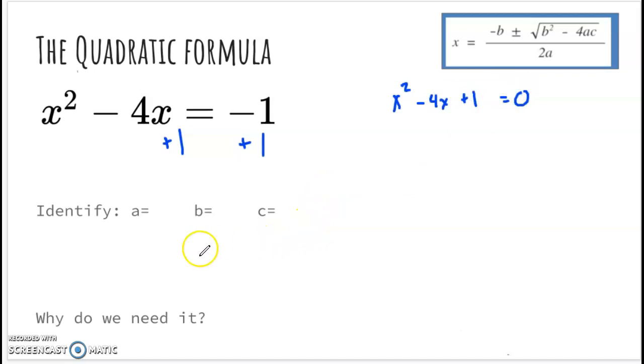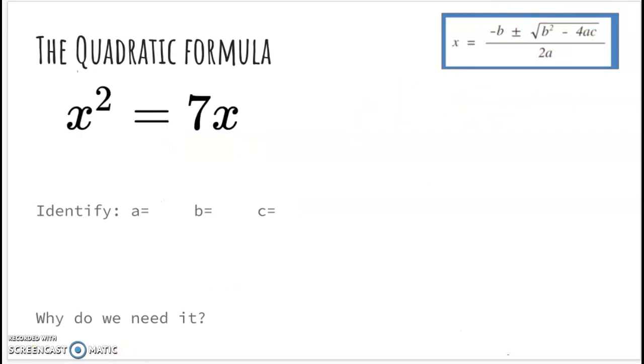Now I can find my a, b, and c. A is 1, b is negative 4, c is 1. Right? Remember, this 1 out in front of your x squared is that leading coefficient that 1 often hides from us. Okay, it's still there. We just don't always have to write it. Okay, and then from there you can go ahead and plug and chug into your formula and then evaluate using PEMDAS. Let's take a look at one more.